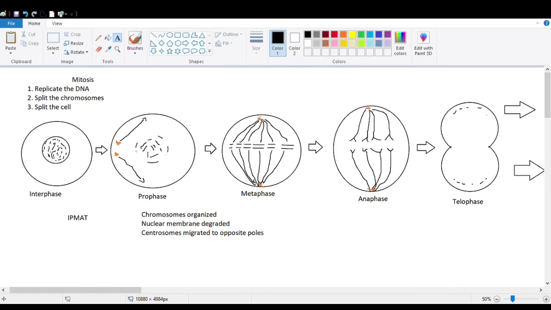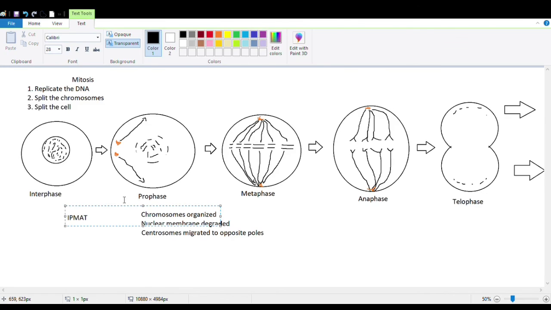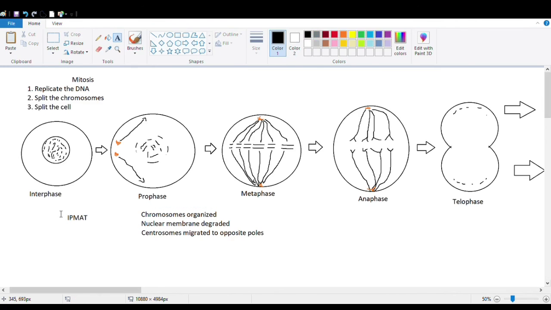So this is the whole process, and hope you got something out of it. Just remember PMAT, or IPMAT. What does a dog do? Central dogma of biology. It's what a dog does. A dog pees on the mat. So IPMAT. It's too stupid to forget.